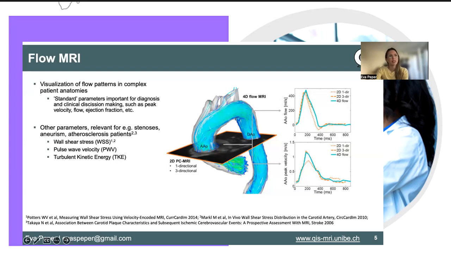But there's more to flow imaging. From this measured velocity, you can derive a lot of other parameters. One very famous one is wall shear stress, which also exists in different components, like oscillatory wall shear stress. There's also pulse wave velocity, or turbulent kinetic energy when it comes to turbulence. But these are just the ones that I will mention today; there is even more information that you can retrieve from this type of data.